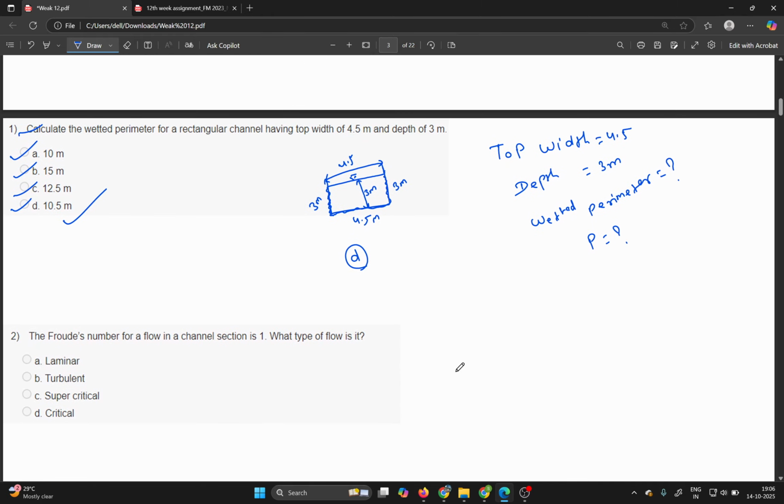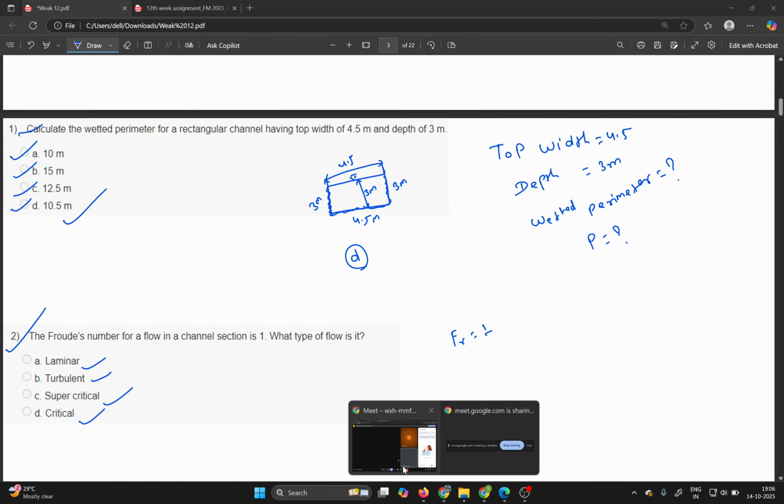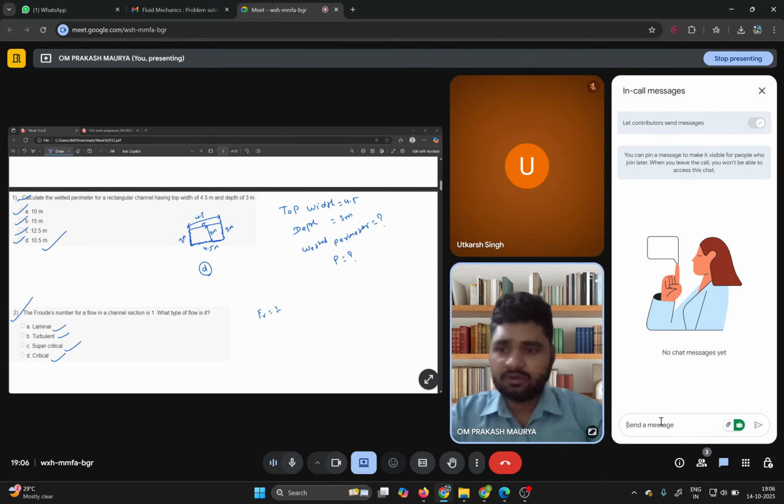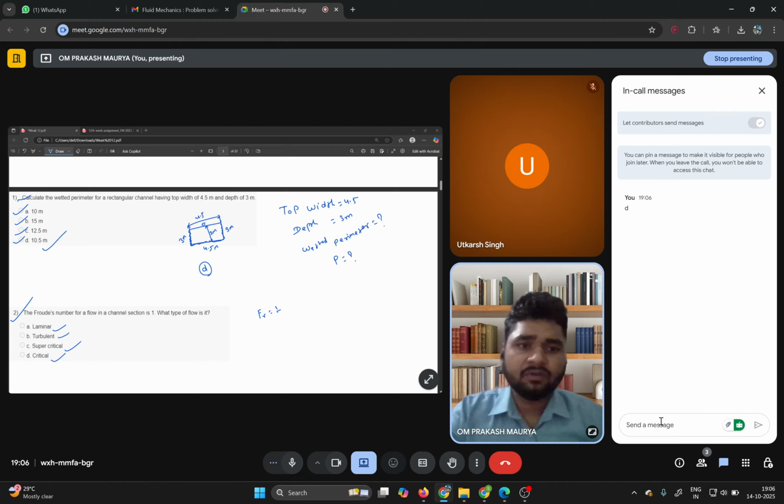So let us move to the next question. Very easy question again. Question number 2: the Froude number for a flow in a channel section is 1. What type of flow is it? Laminar, turbulent, supercritical or critical? Very easy question. Please within 1 minute try to write your answer in the chat box. For the first question option D was correct. I have written in the chat box option D, so you can also write like that.